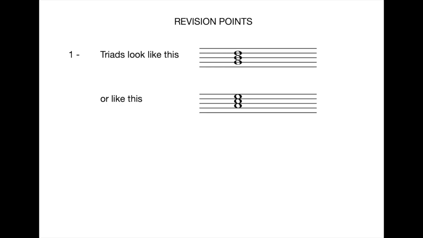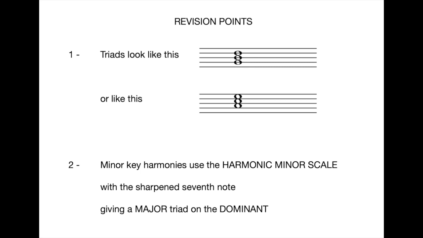So, for that reason, in Lesson 1, we looked at triads built upon the tonic, supertonic, subdominant, dominant, and submediant of all keys, major and minor, using up to 6 sharps or flats. Just to recap a few things. A triad in its basic form will be written either in 3 neighbouring spaces or on 3 neighbouring lines. Remember that in minor keys you must use the harmonic minor scale with its sharpened 7th, which means that the dominant triad is always major.